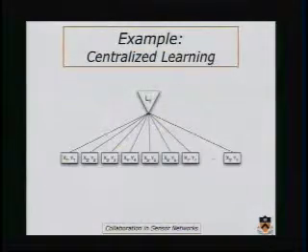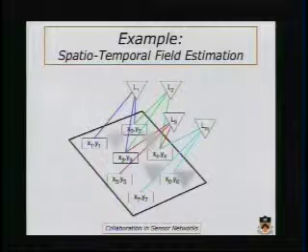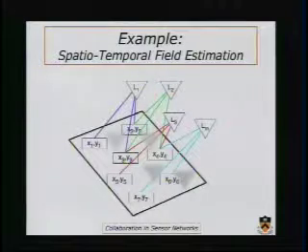We can model centralized learning in this same model. That is, we have one learning agent and we have n data points, and they all are accessed by the centralized processor. The model we have is spatio-temporal field estimation. The data is distributed among the sensors, and each sensor, which is a learning agent, can access nearby sensors' data by efficient local communication. So that's the model that we have here.